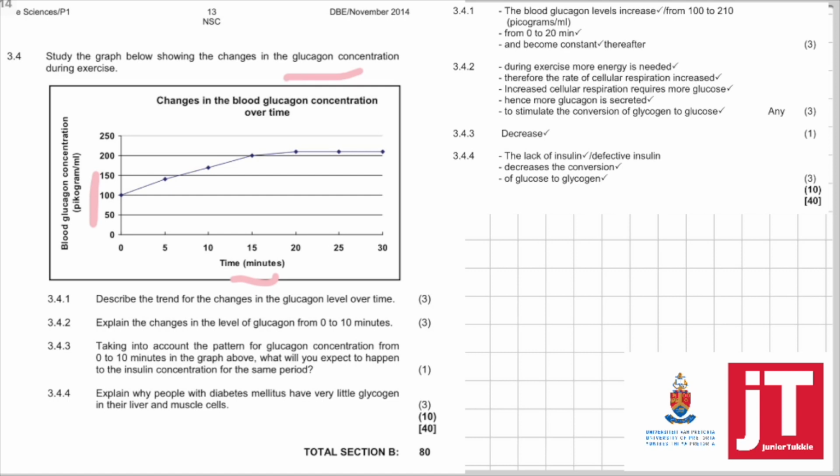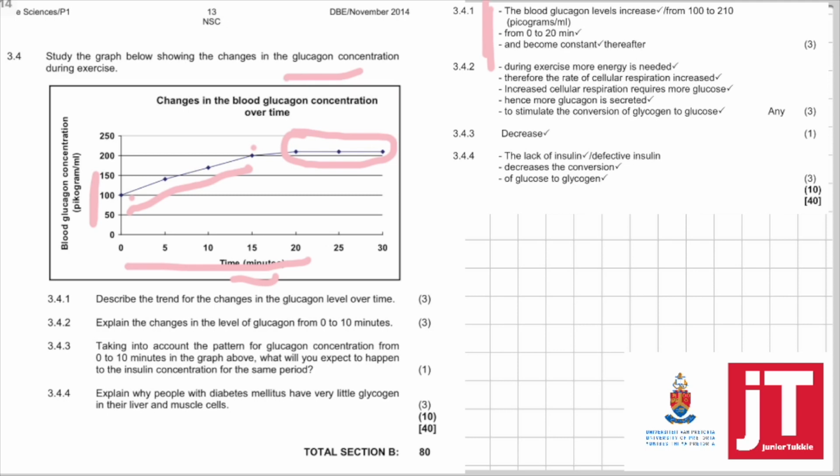Can you see the blood glucagon level is increasing, right? And it goes from 100 to about 210. That's what the memo wants. So what here? 210. All right. And it goes from 0 to 20 minutes and then becomes constant. A trend is a pattern of the graph. You make sure you have your units, all your variables in this answer.